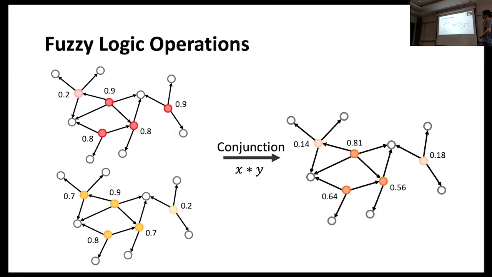And here is the illustration of fuzzy logic operations. The fuzzy logic operations are just the non-parametric operations defined on continuous fuzzy sets. For example, here is the illustration of the logic AND, the conjunction operation between two fuzzy sets. You take the two fuzzy sets as input, and then you compute the element-wise multiplication for each entity, and then you reach the output.